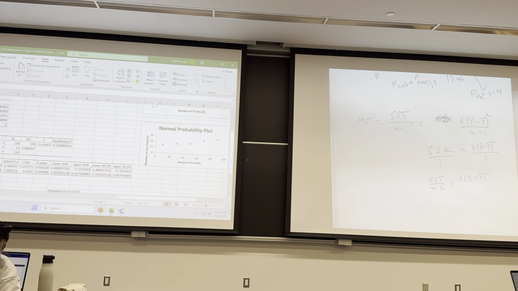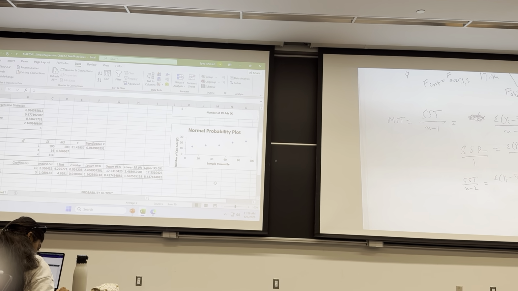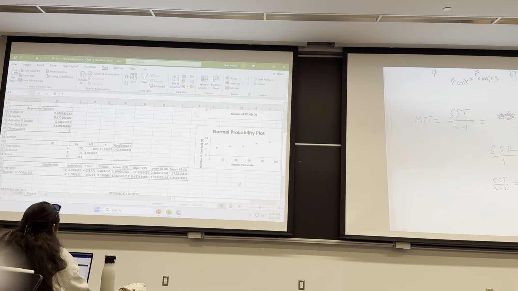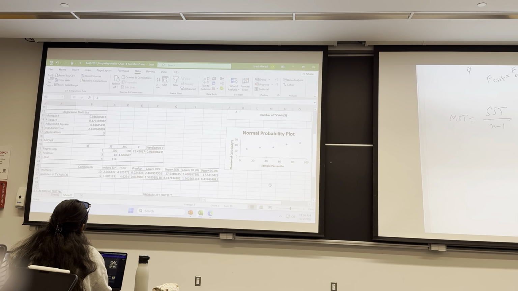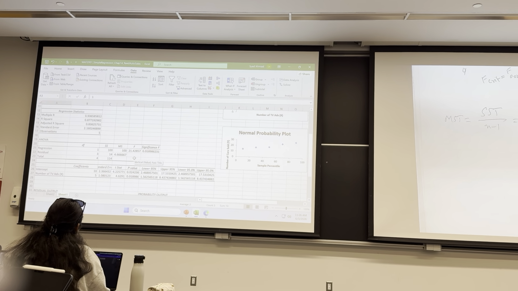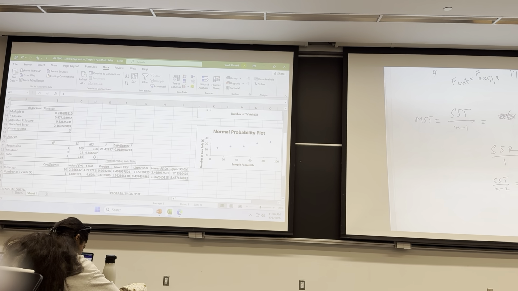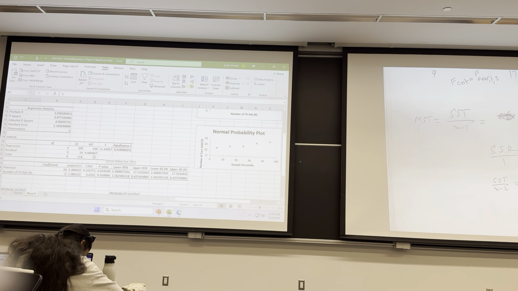Now over here, can you tell me what your F value was? The F value is over here, 21.43, which is just MSR over MSE. Remember that? We did it manually. MSR over MSE is the F value.